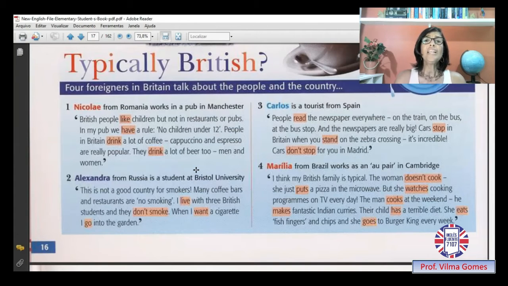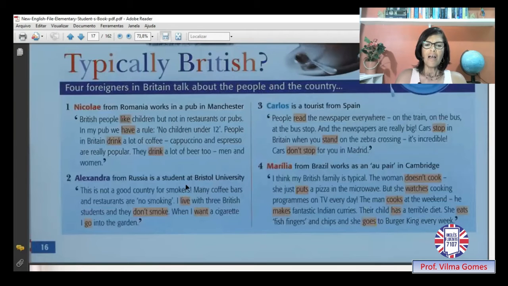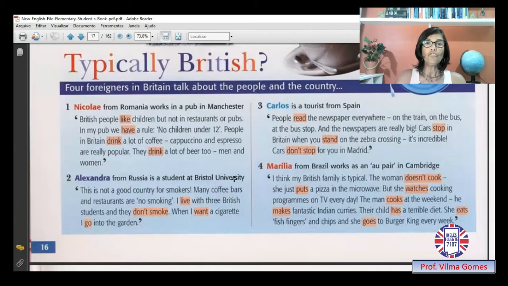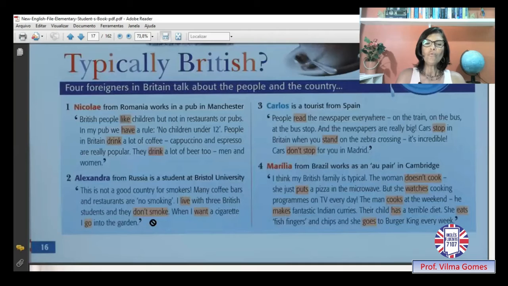Certo? Who does she live with? Who does she live with? Lembrando que no inglês a preposição geralmente vai ao final da sentença. Vamos lá, olha aqui, ó. I live, lembra? She's a student at the Bristol University, né? Ela é uma estudante universitária. Então, olha aqui, ó. I live with 3 British students. And my other question was, do they smoke? No. And they don't smoke. Vamos completar? Let's complete the questions there.